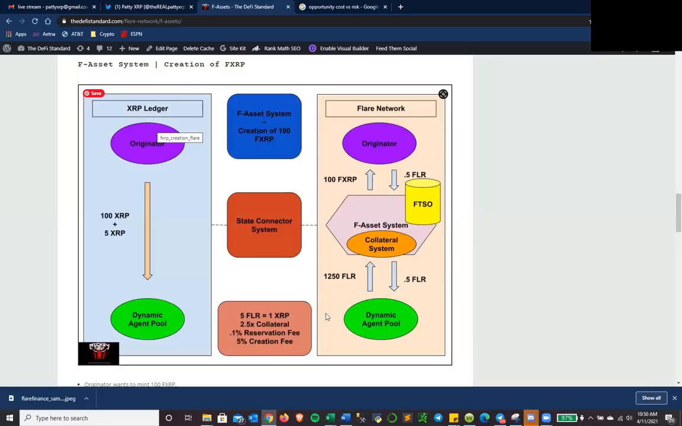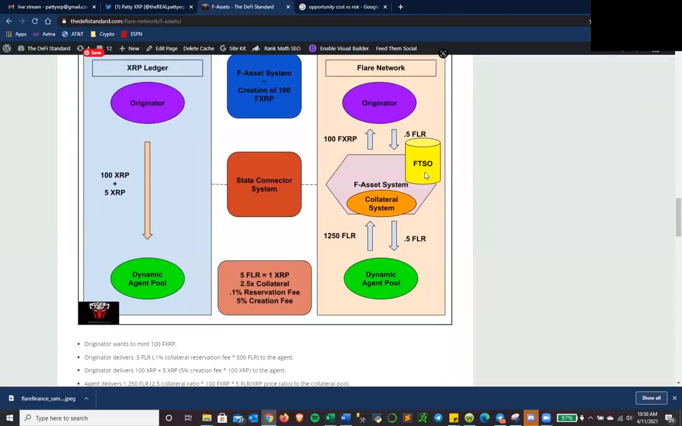And then to get onto the Flare network side, we're going to see the agents are going to have to post 1,250 Spark as collateral for the 100 FXRP to be minted, and then those will be delivered to you for use on the Flare network. And the nice thing about that is once you get FXRP or any other F asset, they have rewards pools that will be delivering you more than likely on a daily basis. We don't know the exact mechanics of that yet, and we'll get into that in our example later.